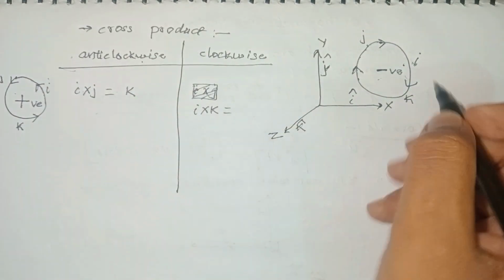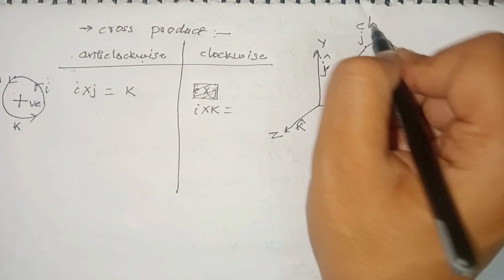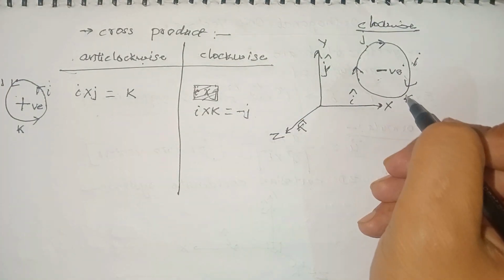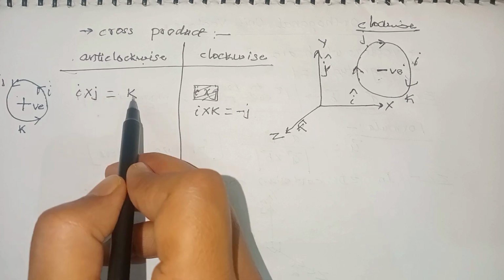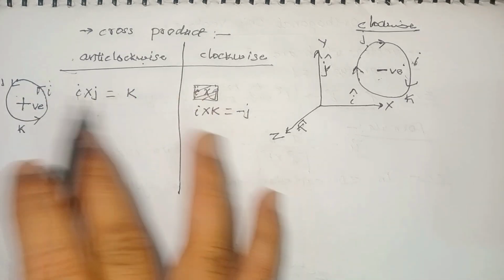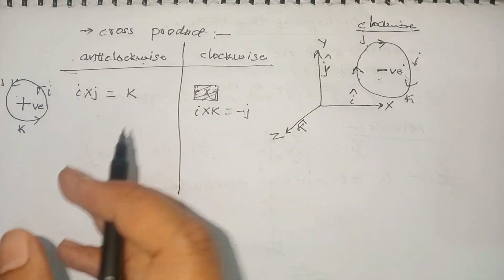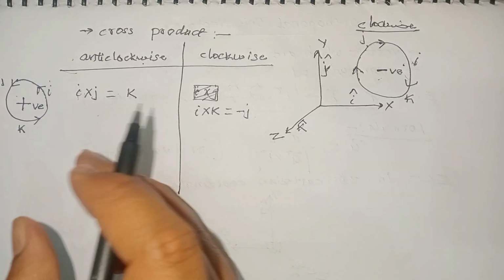What will be the value of i cross k? This is anticlockwise, this is clockwise movement, so it will be minus j. The cross product of two will be the third. Here also the cross product of the two will be the third, but the signs are considerable. We have to consider only the sign according to clockwise and anticlockwise observation.